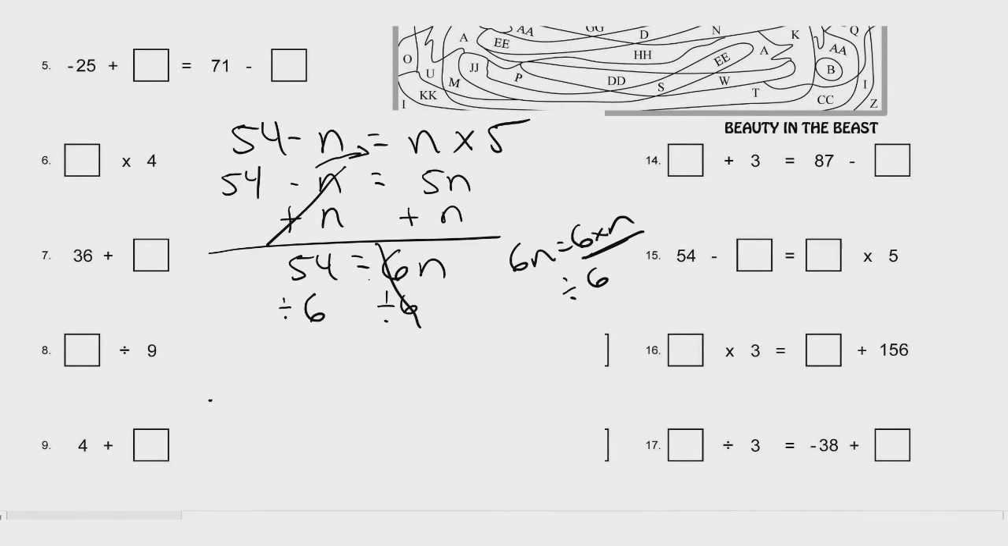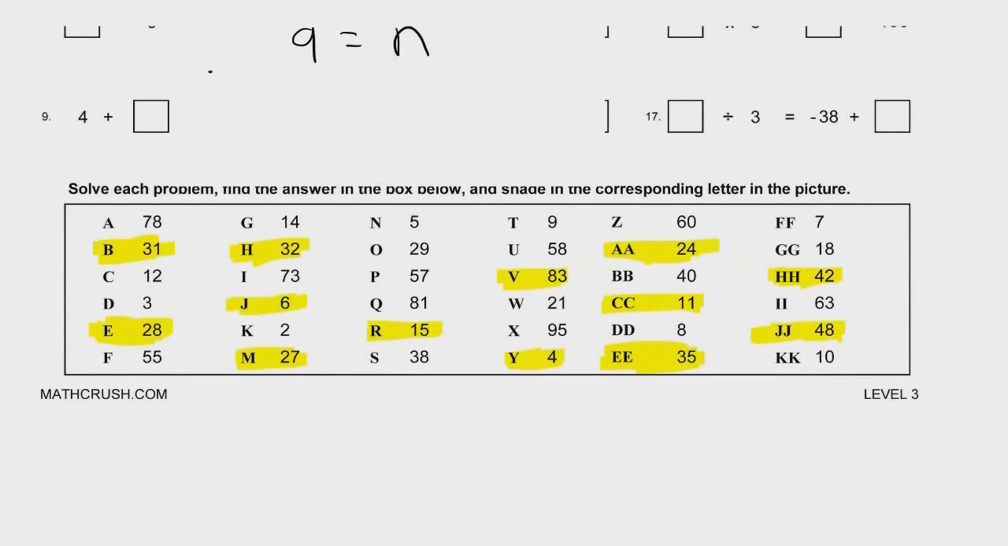6 divided by 6 is 1. So you end up with 1n, or just n. So this is just n. And 54 divided by 6 is, you guessed it, 9. So 9 goes here, and 9 goes here. 54 minus 9 is 45. And 9 times 5 is 45. Check. And we come down to our big box and we find 9.